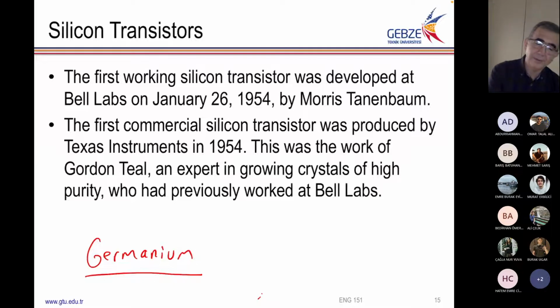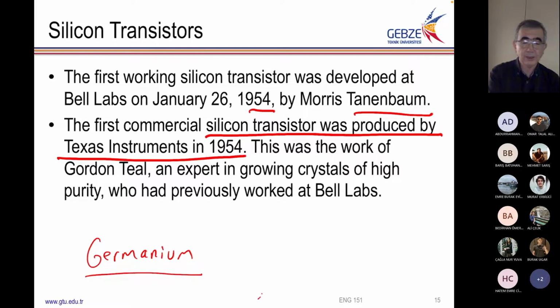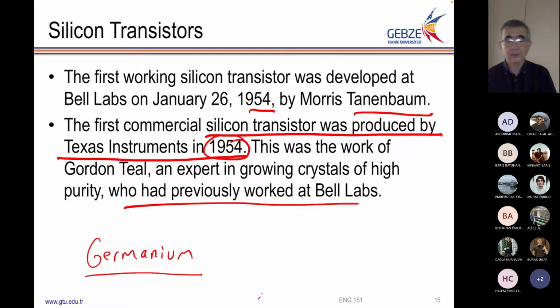Invented in 1954 by Tannenbaum. That Tannenbaum is a different Tannenbaum from the operating systems guy, maybe his grandfather. The first commercial silicon transistor was produced by Texas Instruments in 1954, by a person who had previously worked at Bell Labs.